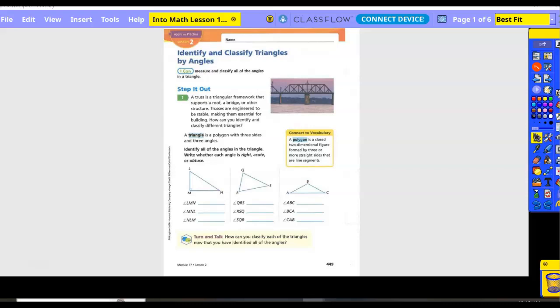Sum it out. Number one, a truss is a triangular framework that supports a roof, a bridge, or other structure. Trusses are engineered to be stable, making them essential for building. How can you identify and classify different triangles?